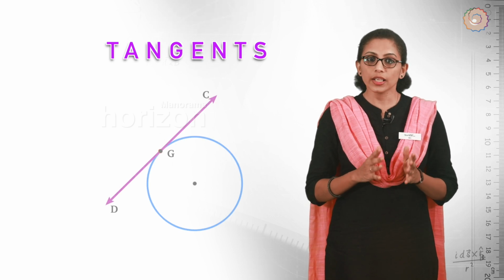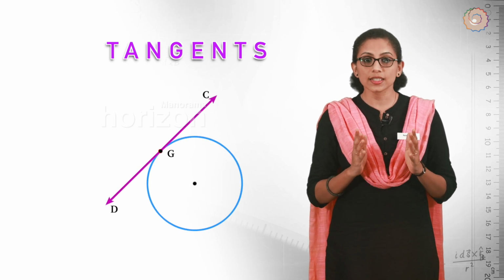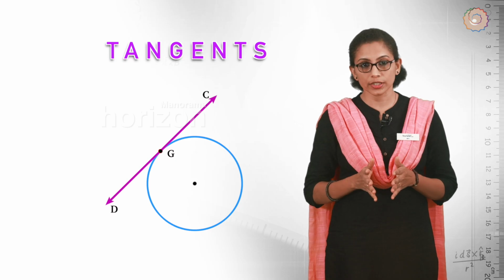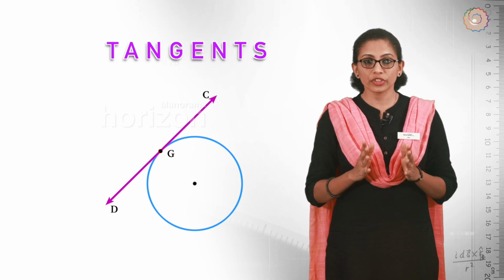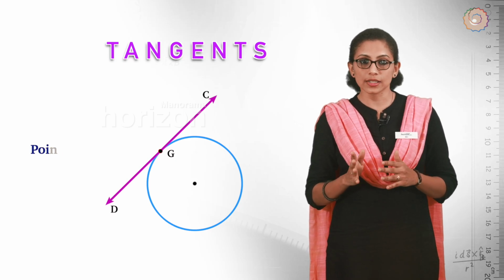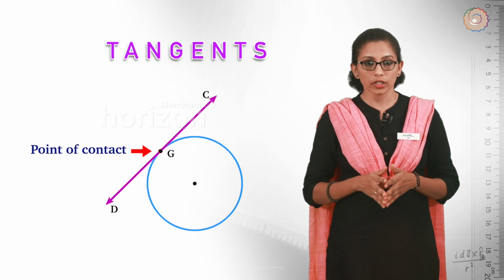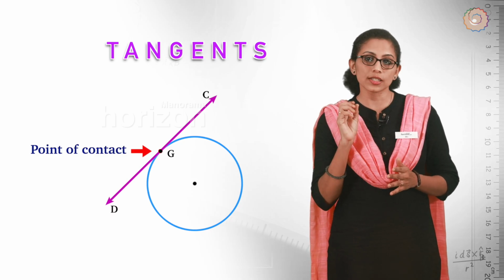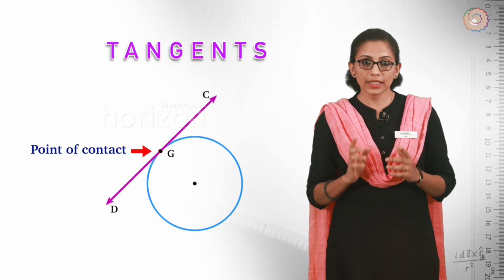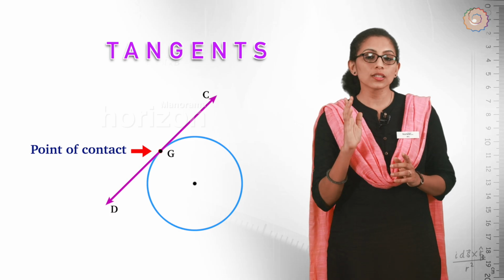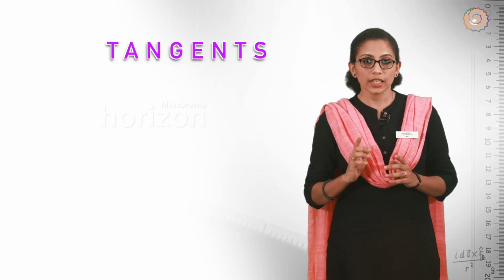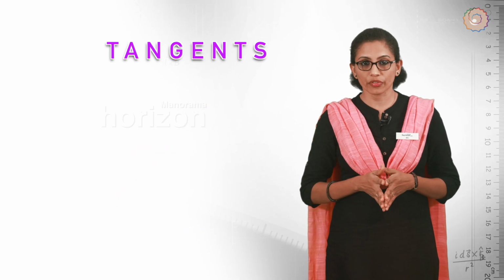A tangent to a circle is a line that intersects the circle at only one point. The common point of the tangent and the circle is called the point of contact. Here, point G is the point of contact. The tangent is said to touch the circle at the common point. A tangent is a special case of a secant.